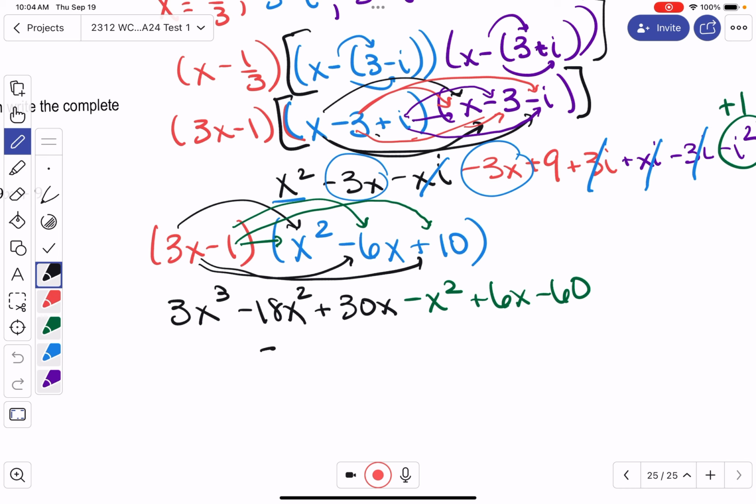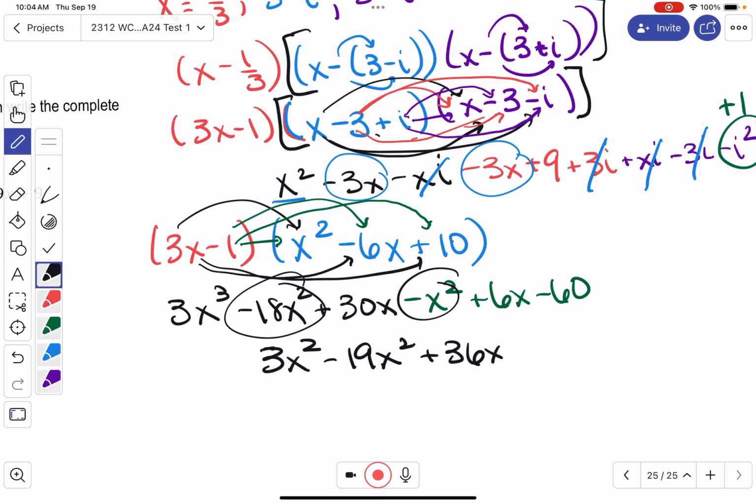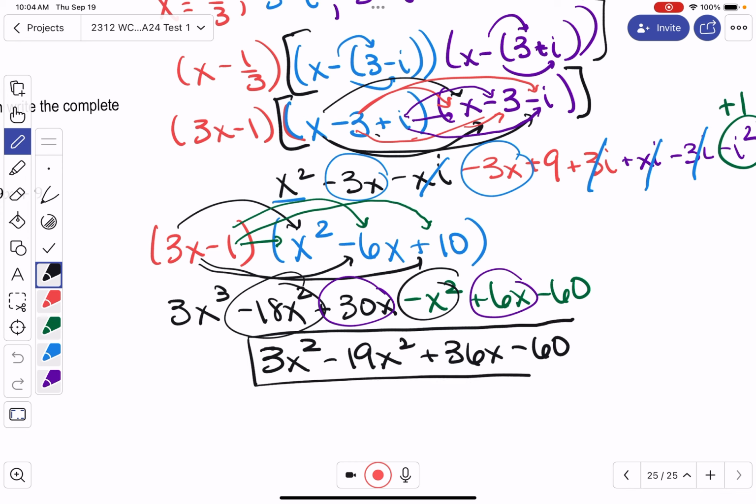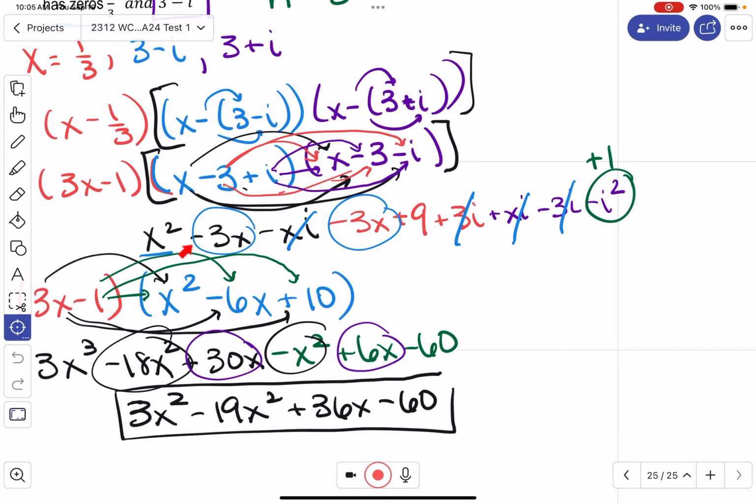Here's the final polynomial, 3x cubed minus 19x squared plus 36x, 30 and 6, minus 10. If you do this correctly, in the end, you should not have any i's left. The i's will always cancel out when you start to do your multiplication here.